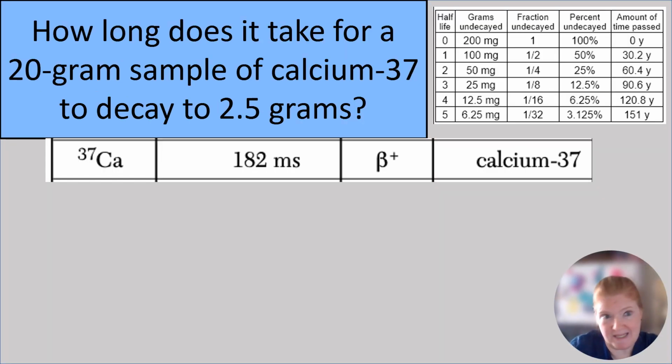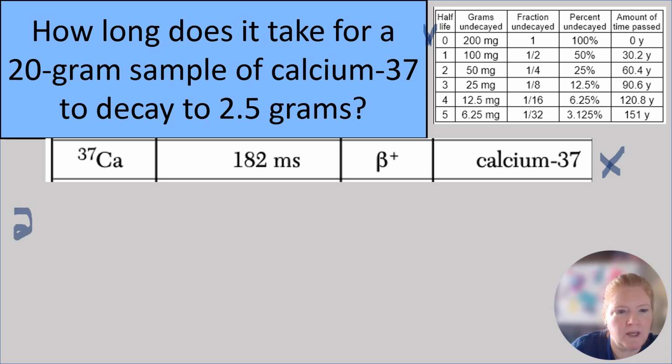So let's look at an example. It says, how long does it take for a 20-gram sample of calcium-37 to decay to 2.5 grams? I included right here the row from Table N for calcium-37, and up here the table with the cesium example. But what I like to do is just write a bunch of information down and see what I need.